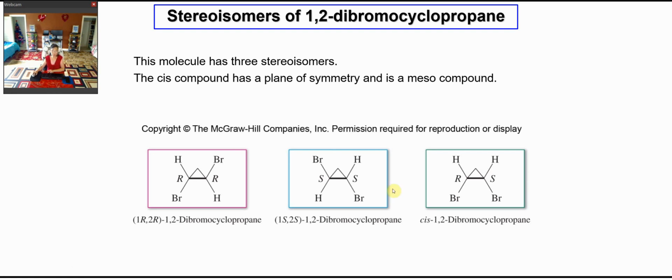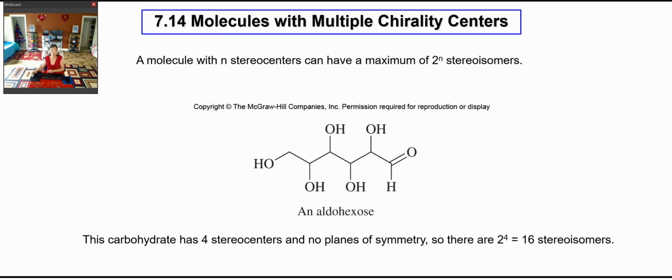So double check, do you have a plane of symmetry? If you do, you lose one isomer. Meaning that if you rotate it by 180 degrees, that molecule is the same. Particularly this cis-1,2-dibromocyclopropane has no other diastereomers or enantiomers.